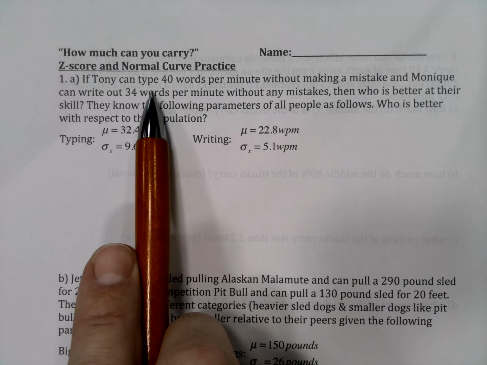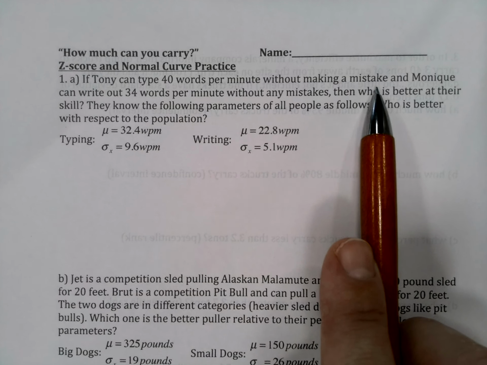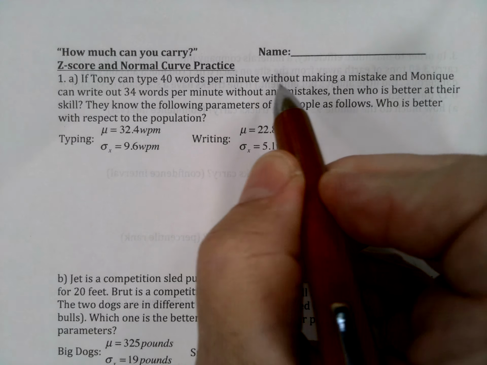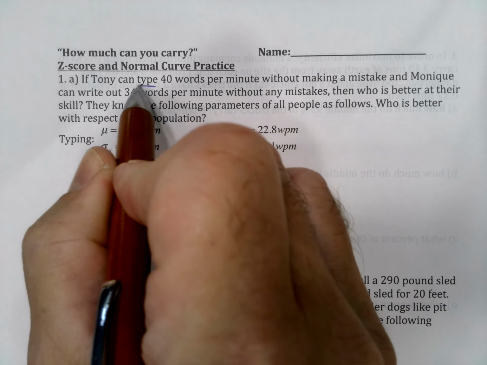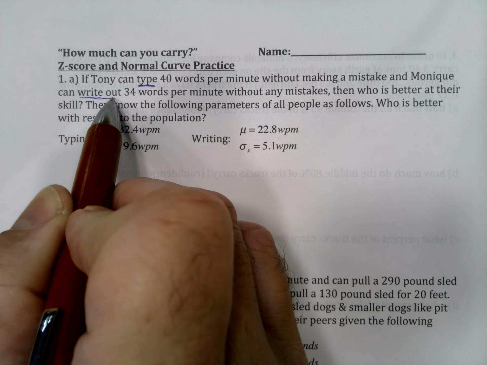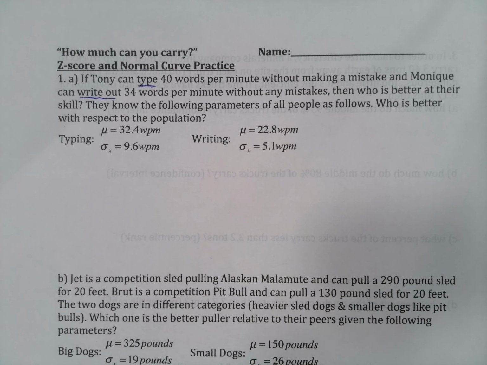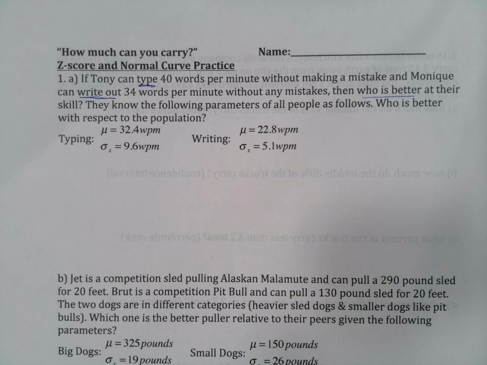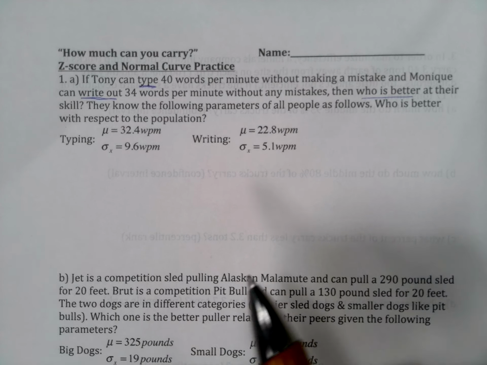If Tony can type 40 words per minute without making a mistake and Monique can write out 34 words per minute without making a mistake, then who is better at their skill? Notice that this one is typing, where for Monique, she's actually writing them out by hand. So you have two different things. This is an apples and oranges situation, and you want to know who's better. So this is who's better relative to what they're doing, right?